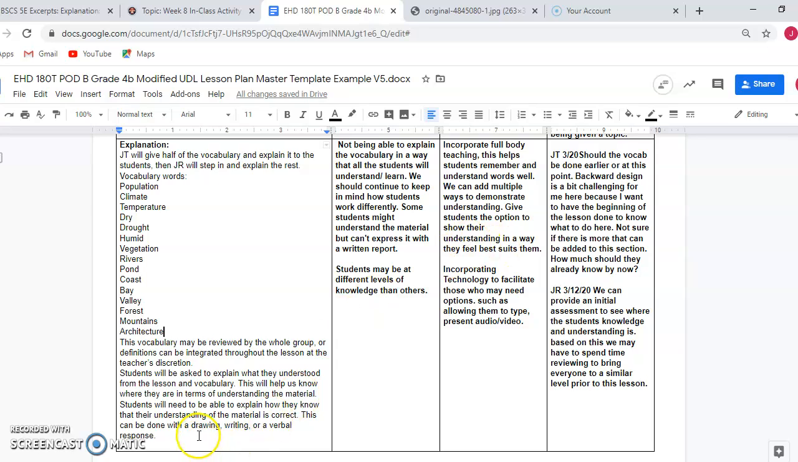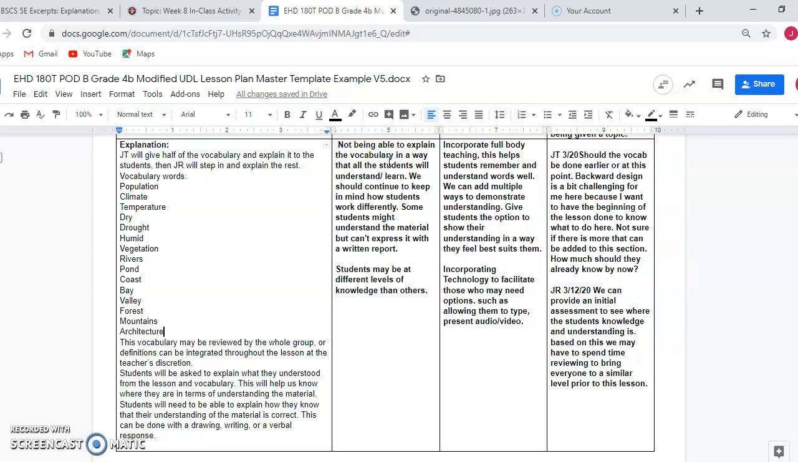So our options are drawing, so maybe they are better drawers than writers, and they could draw a really good example of what a desert looks like or a forest instead of writing about it. Or another one is a verbal response. This one could be more like a conversation between, say, me or Juan and one of the students. They could explain to us verbally, or as we have in the other part of the solutions, a presentation, like an audio or a video. So this could be that verbal response, if they're comfortable with that.